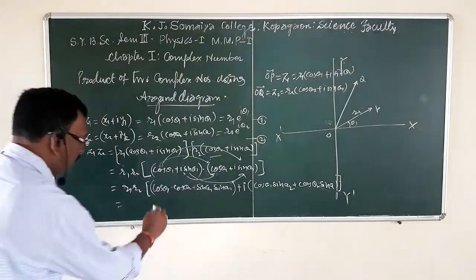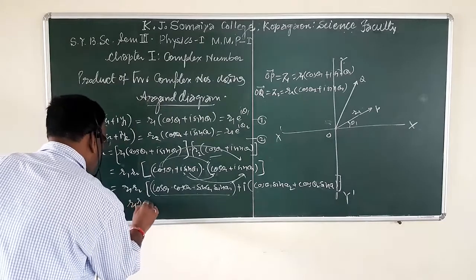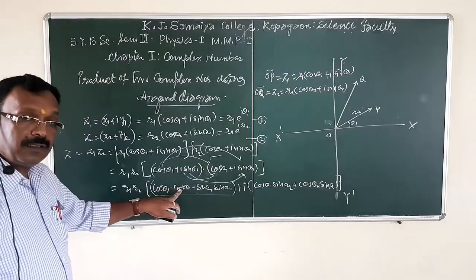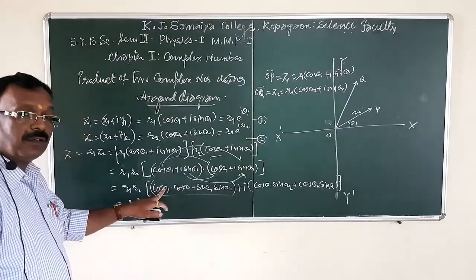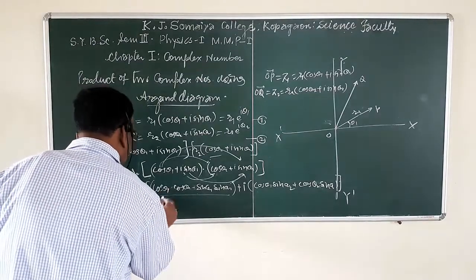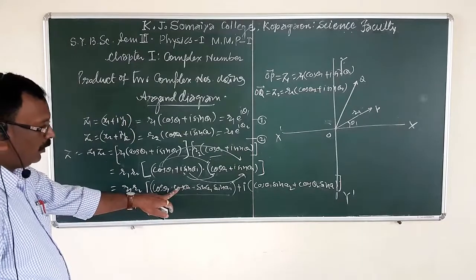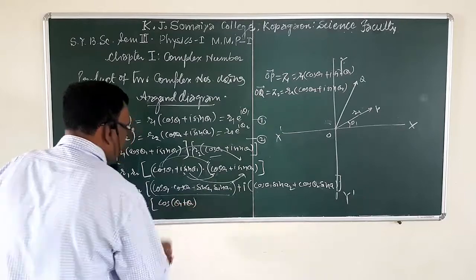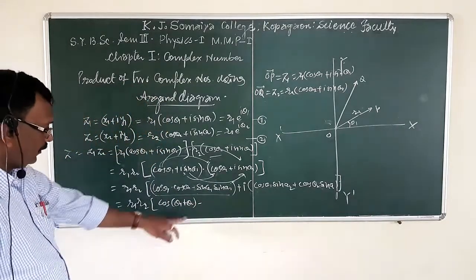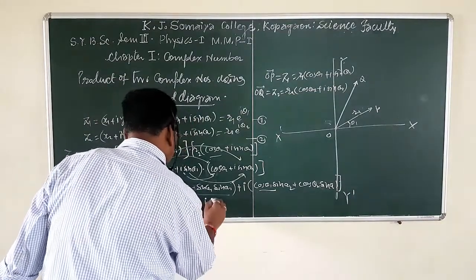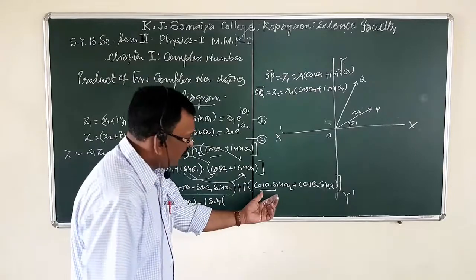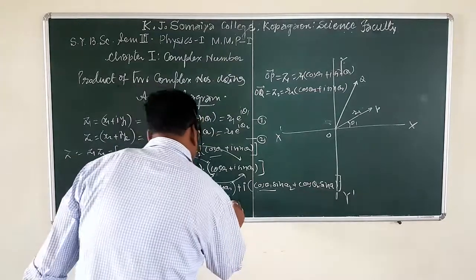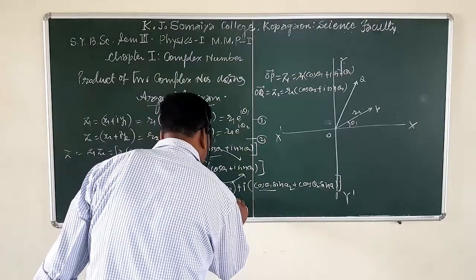Or we can write here, r1 and r2 are common, and in trigonometry, cos A cos B minus sin A sin B is nothing but cos of A plus B. According to that, cos theta 1 into cos theta 2 minus sin theta 1 into sin theta 2, we can write cos of theta 1 plus theta 2, plus i times sin theta 1 cos theta 2 plus cos theta 1 sin theta 2, which is sin in bracket theta 1 plus theta 2.